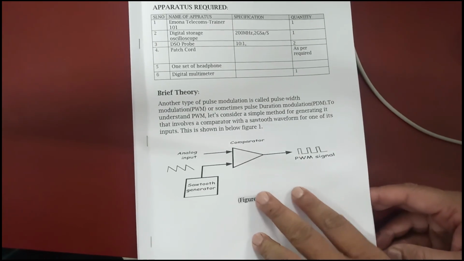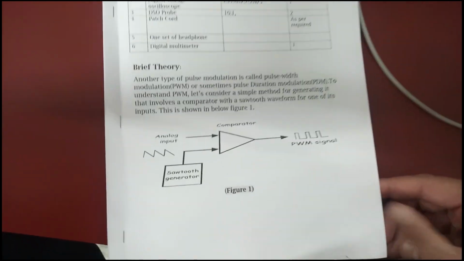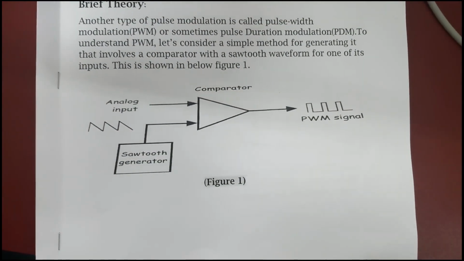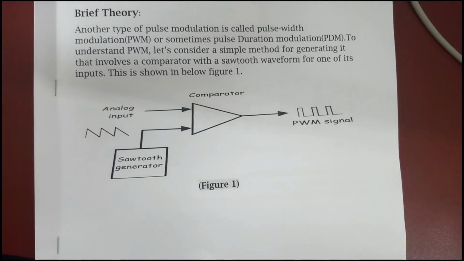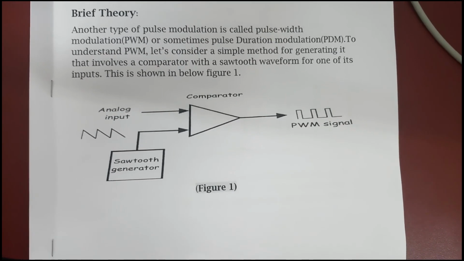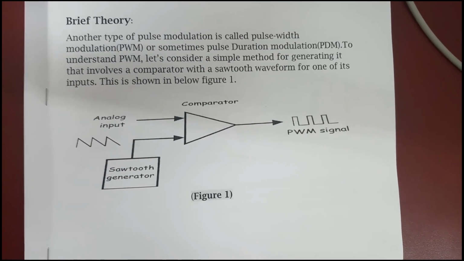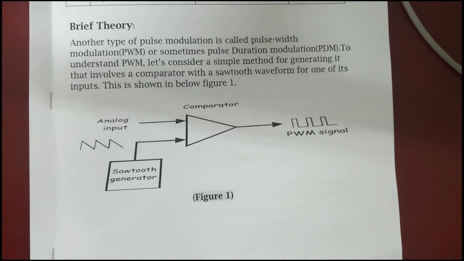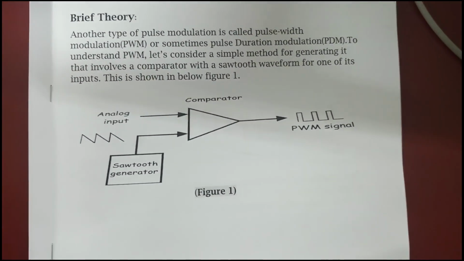You see, this is the block diagram for generating PWM, pulse width modulator, signals. A comparator is used. One of the two inputs of the comparator is connected to the analog input and the other input is connected to the sawtooth generator. So the output of the comparator will be the PWM signal.